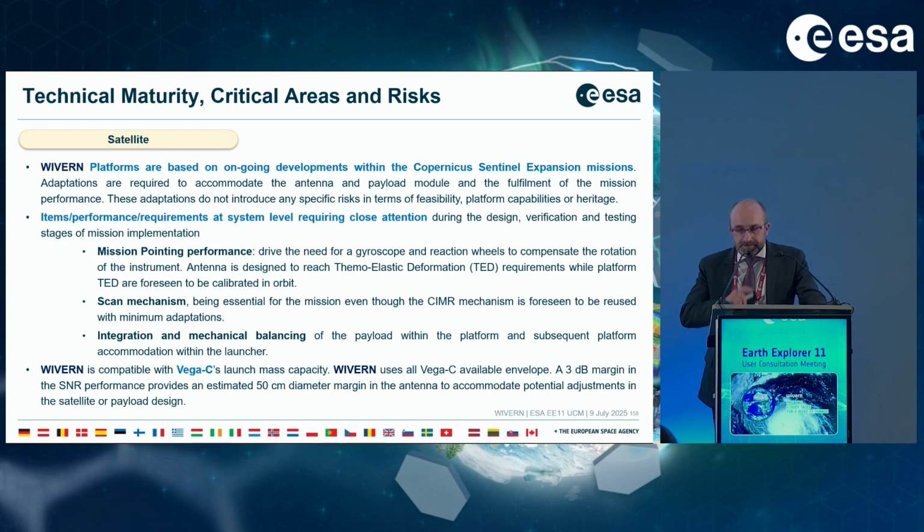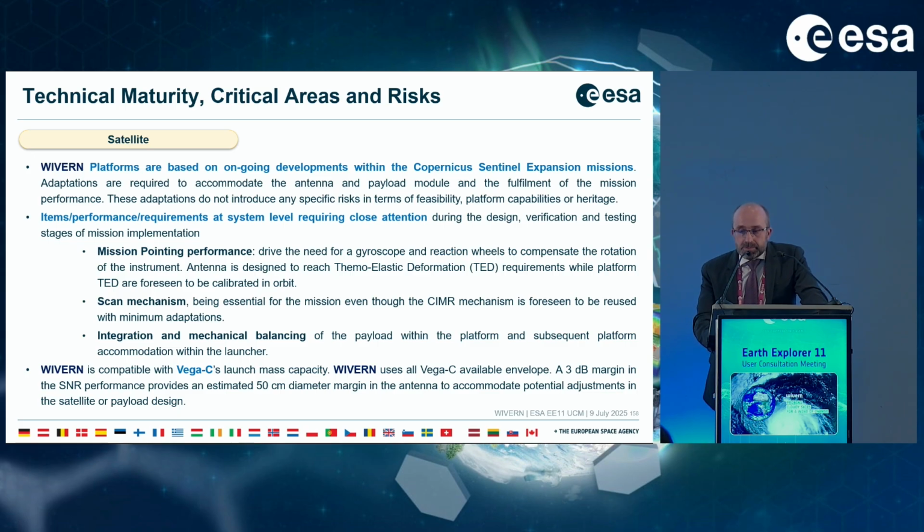For the satellite platform, WIVERN platforms are based on ongoing developments within the Copernicus Sentinel and expansion missions, of course with the necessary adaptations to accommodate, in this particular case, the antenna, the payload module, and of course the fulfillment of the mission performance. These adaptations do not introduce any specific risks in terms of feasibility, platform capabilities or heritage.